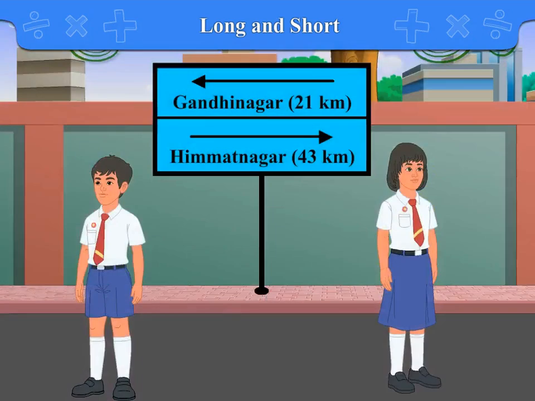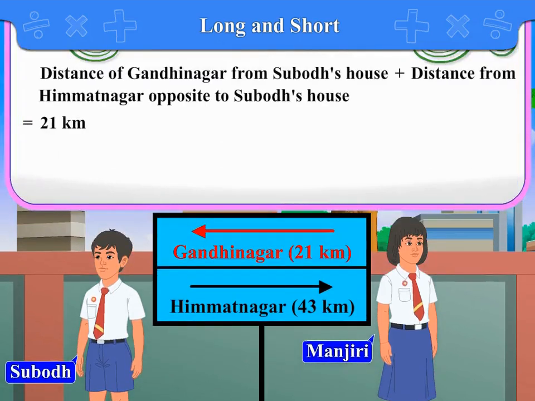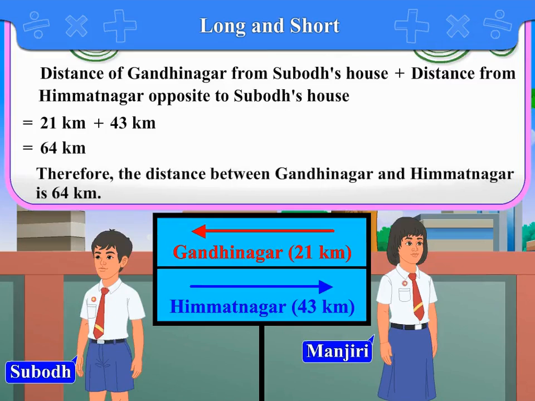From Gandhinagar to Himmatnagar. Subodh is going to Gandhinagar, which is at a distance of 21 km. Manjari is going to Himmatnagar, which is at a distance of 43 km in opposite direction. To find how far is Himmatnagar from Gandhinagar, we will have to add the distance, that is 21 km plus 43 km is equal to 64 km. Therefore, the distance between Gandhinagar and Himmatnagar is 64 km.